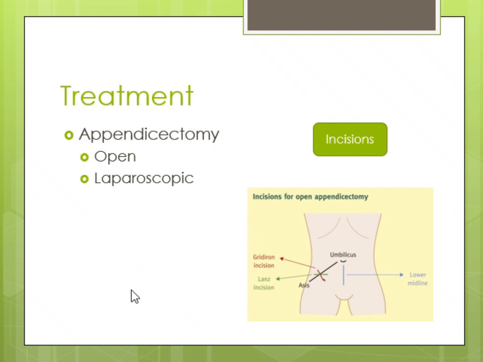In safe hands, laparoscopic appendicectomy is a very safe procedure, and it leads to very early patient recovery and excellent prognosis, excellent patient mobility, excellent recovery, and patient is sent back home very early after laparoscopic appendicectomy. And in this way, appendicitis is treated.